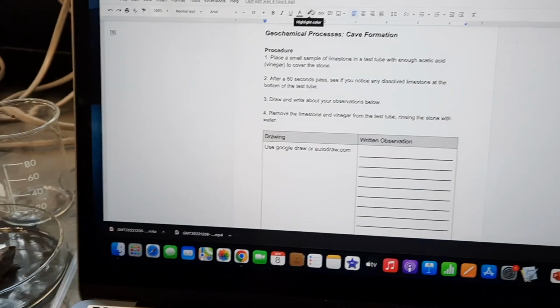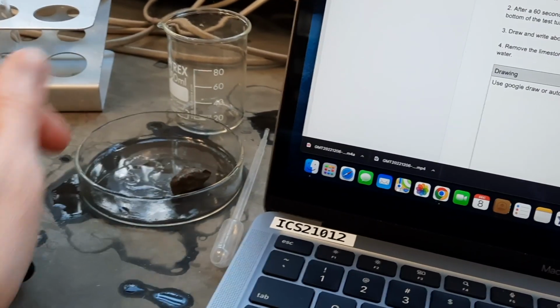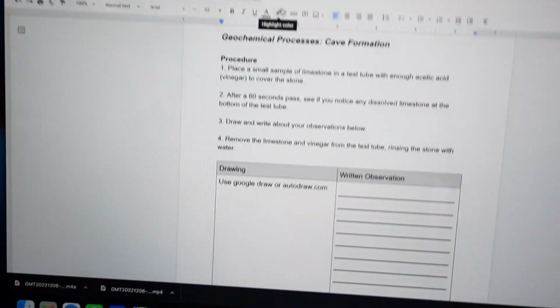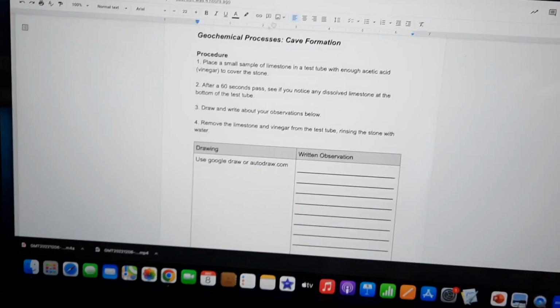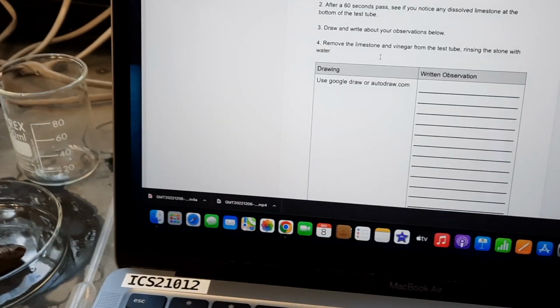Okay, so this is the vinegar and limestone portion of the small-scale geoscience process investigation. So we'll do steps 1 through 4 together, and then I'll have you do your drawing and answer the questions below. So here we go.